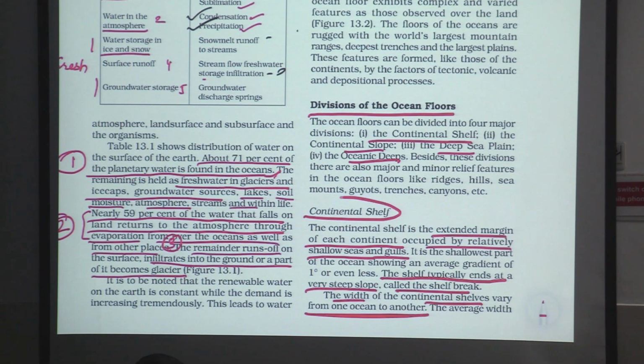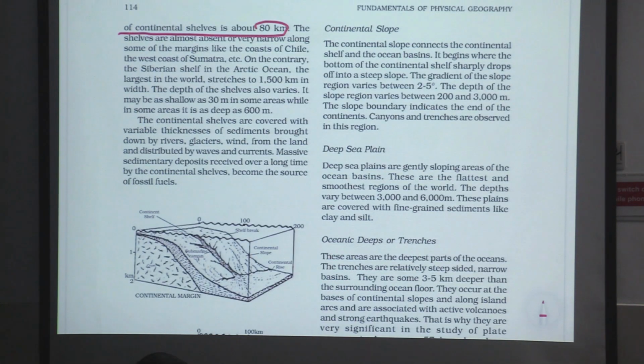Read it out. What is continental shelf? It is the extended margin of each of the continents. Number one. Number two, it typically ends at shelf break, and number three, its width varies from one ocean to the other. But why is that the case? Continental shelf can be 80 kilometers, in the Siberian shelf, Arctic Ocean, it is 1500 kilometers. Along the coast of Chile, it is absolutely absent. What is the reason we take continental shelves to be so variable in their width?